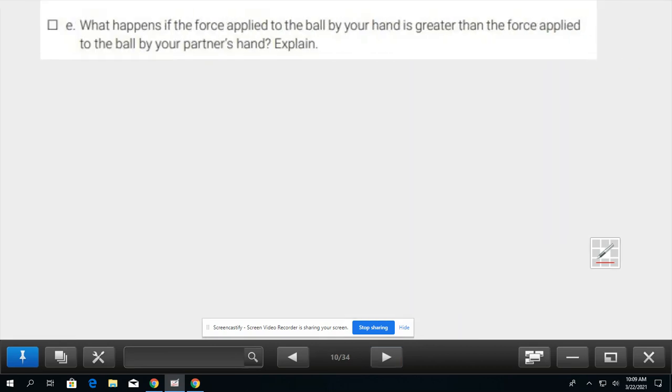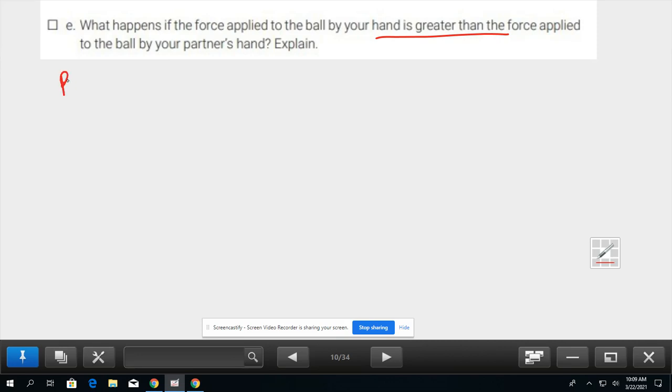What happens if the force applied to the ball by your hand is greater than the force applied to the ball by your partner's hand? We have to explain. So one force is greater than the other. It's just like the tug of war between Earth's gravity and the tennis ball's gravitational pull on the Earth. It's this tug of war that happens. Okay? The larger force is going to win.